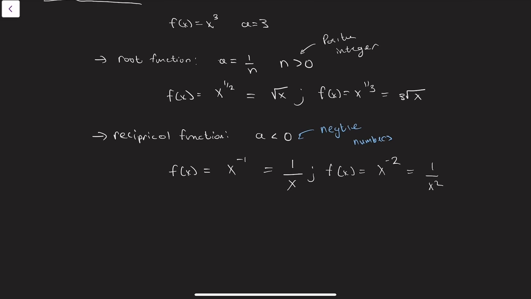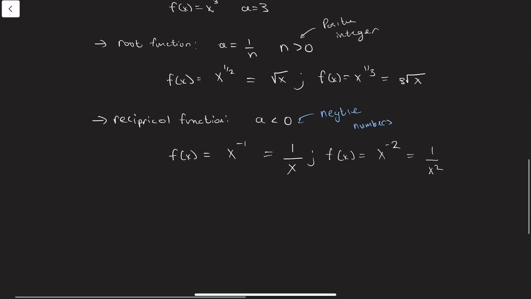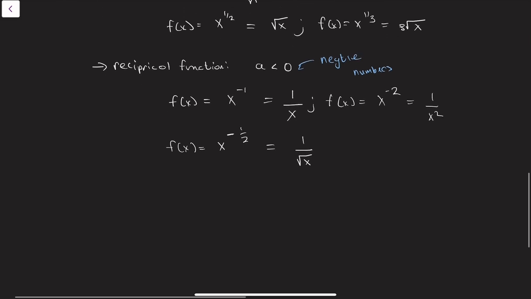If we have a combination of a root function and reciprocal function, it's kind of just known as a power function. There's no definition for it, but I'll give you an example of that. Let's say f of x is equal to x raised to negative 1 over 2. This is equal to 1 over the square root of x. And you can kind of work that out, but that's as such.